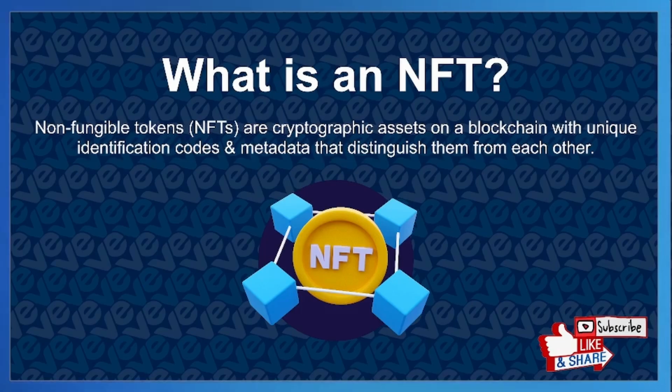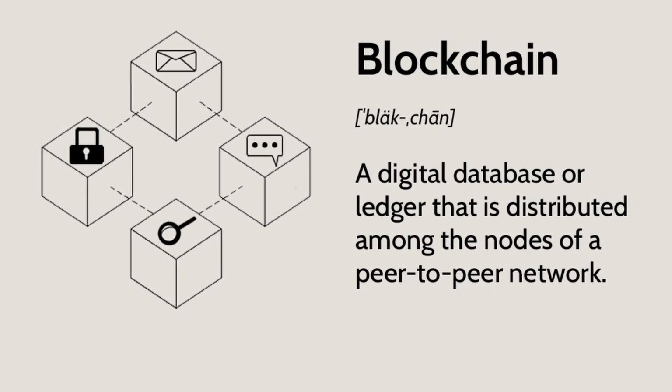So first and foremost, in order to break down and understand how these NFTs could potentially be used in the future, we got to understand exactly what an NFT is first. A non-fungible token, which is what NFT stands for, is a cryptographic asset on a blockchain with unique identification codes and metadata that distinguish them from each other. To simplify that, essentially what an NFT does is it represents ownership over a digital asset. And this is done on the blockchain, which is what it was designed to do.